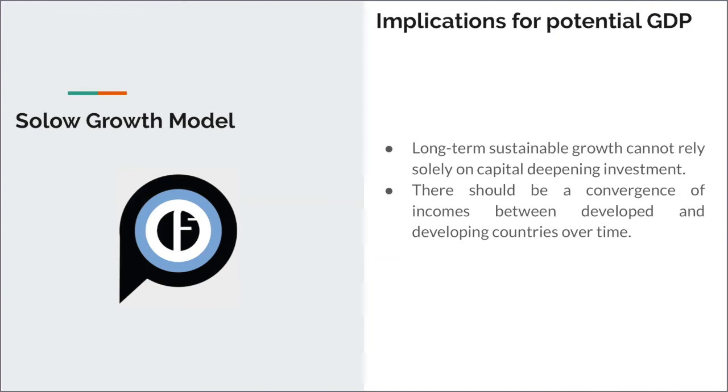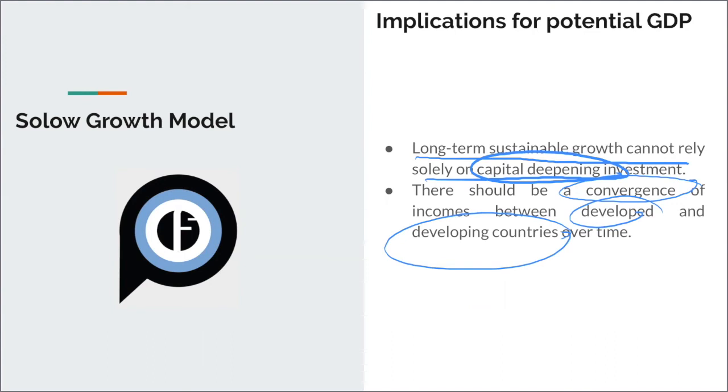So what are the implications for potential GDP under the Solow Growth Model? As we increase capital, more and more capital is employed per unit of labor, and capital exhibits diminishing marginal productivity. So long-term sustainable growth cannot rely solely on capital-driven investment. If you continue to increase the capital per unit of labor, at some point it is not possible to grow the economy on a sustainable basis. So there must be a convergence of incomes between the developed and developing countries.